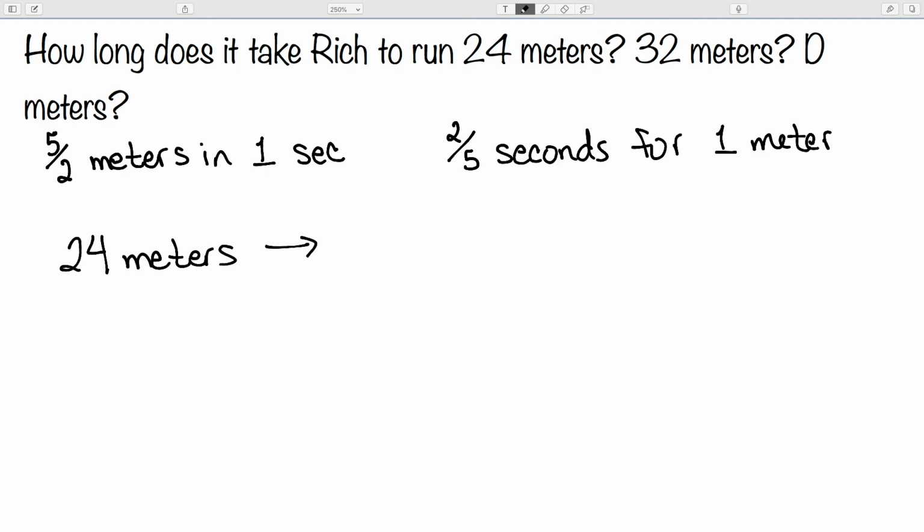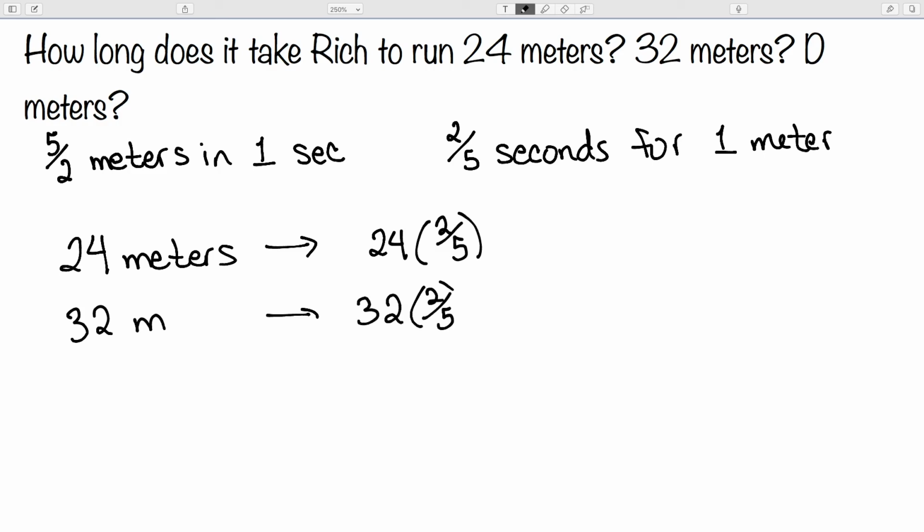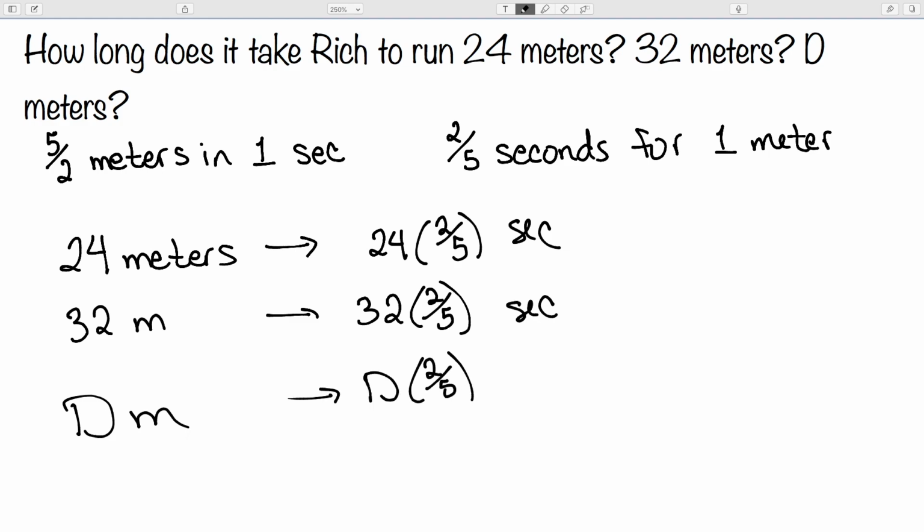he takes 24 groups of 2 over 5 seconds. So 24 times 2 over 5. For 32 meters, in this case, he needs 32 groups, each of 2 over 5 seconds. So 32 times 2 over 5. And then for general D meters, we have D groups each of 2 over 5 seconds, so D times 2 over 5 seconds.